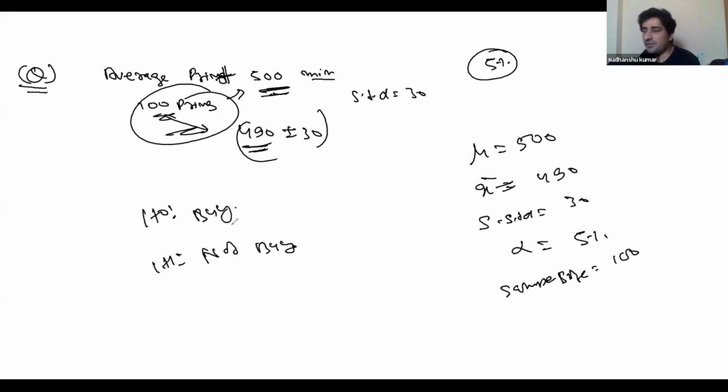First of all, we have to decide. Let's go ahead with the procedure one step at a time. First of all, I have to decide whether I'm going to perform a one tail test or a two tail test.